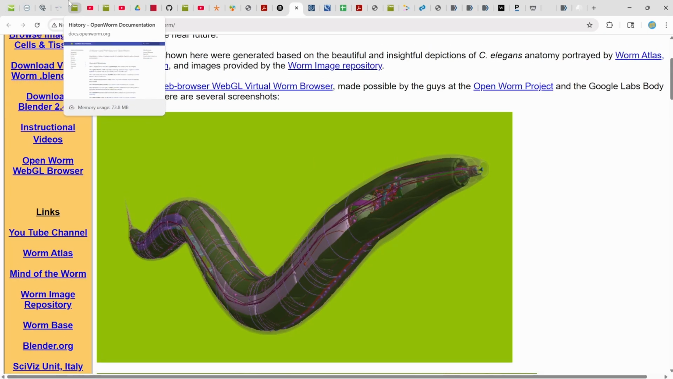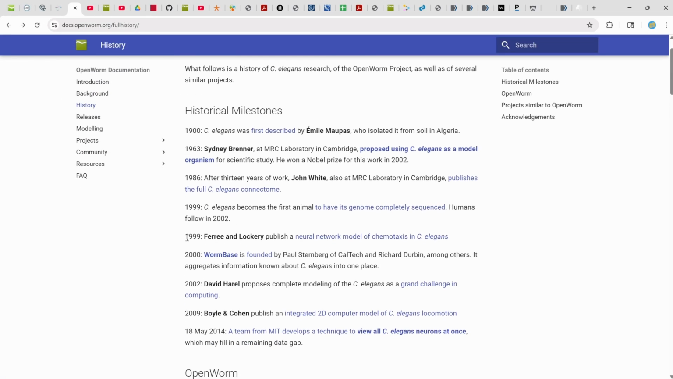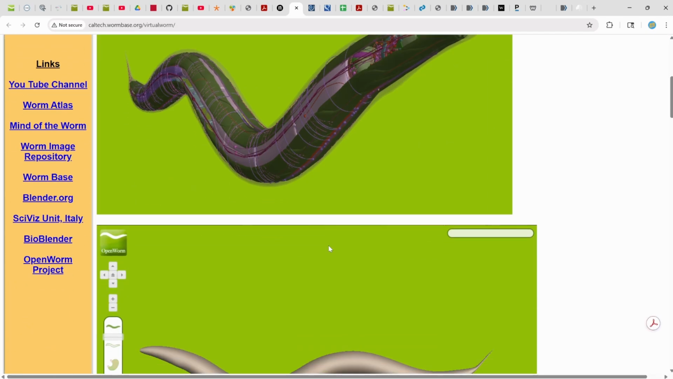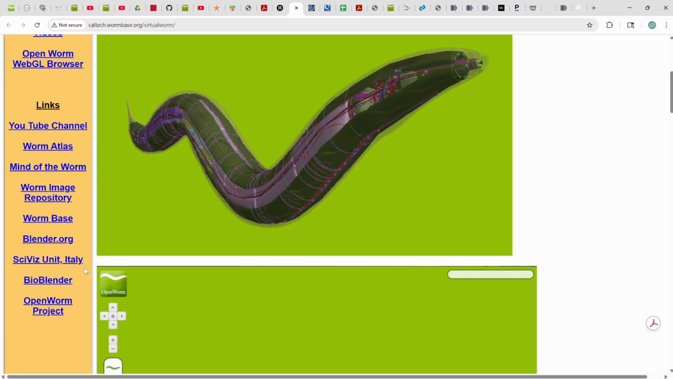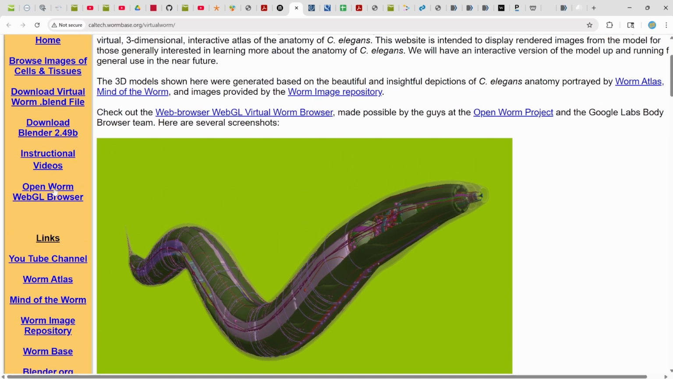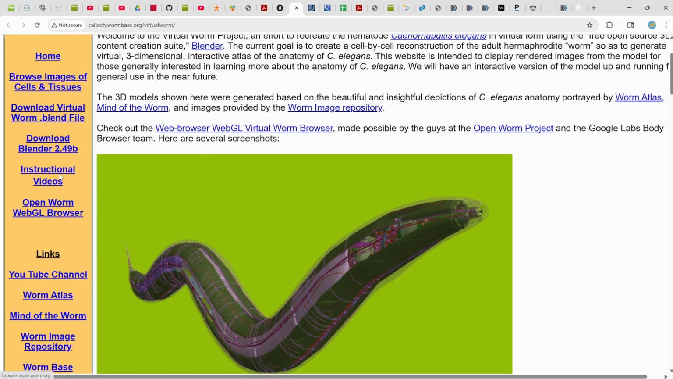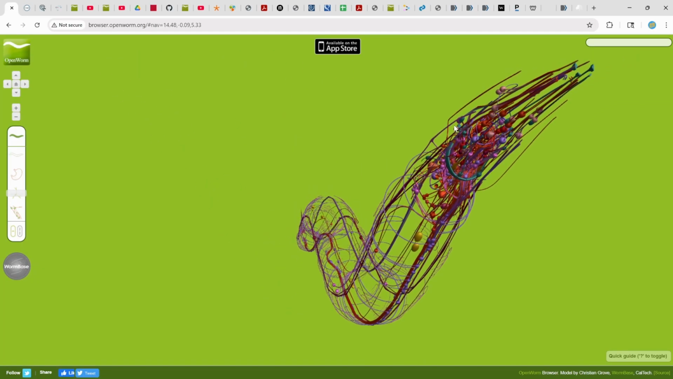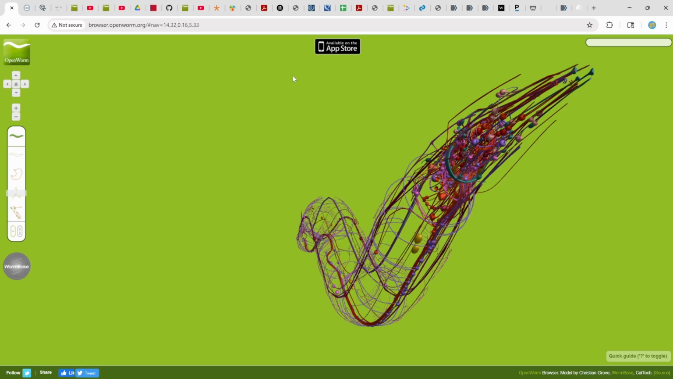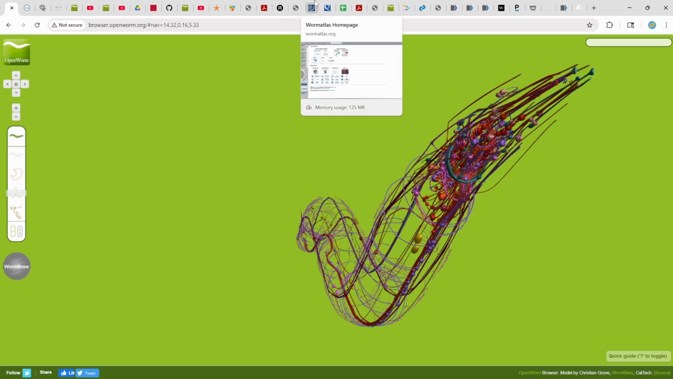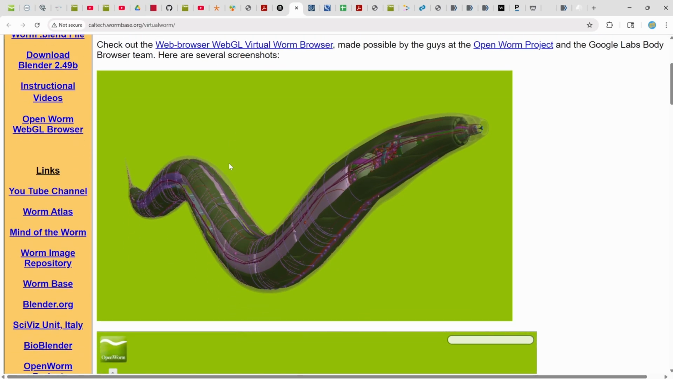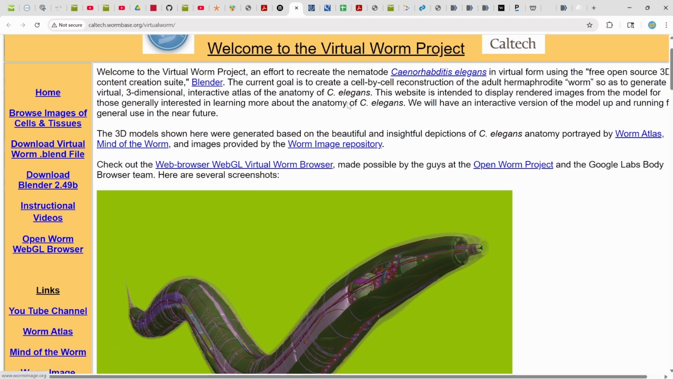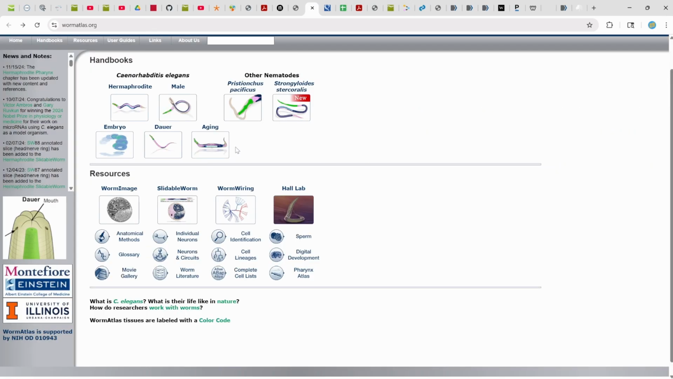If we go back to the history, WormBase was spawned in 2000 at Caltech. And from here, you can actually grab the 3D model of the worm. You can see it was also the original progenitor of this browser atlas thing that I used in 2011. And so WormBase is really quite literally the base of a lot of how the worm stuff came to be.